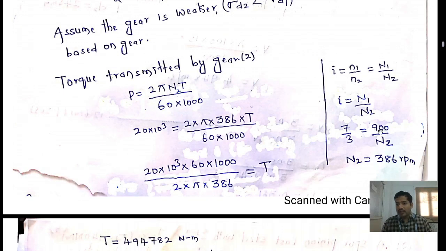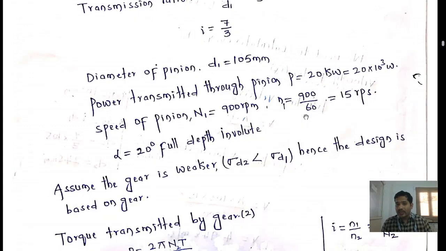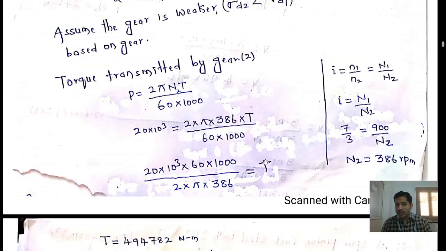We don't know the value of n2, so we need to find the value of n2. The i value is already given, 7 by 3. Just cross multiply: 7 into n2 is equal to 900 into 3. Divide by 7, then you will get the value of n2, how much?